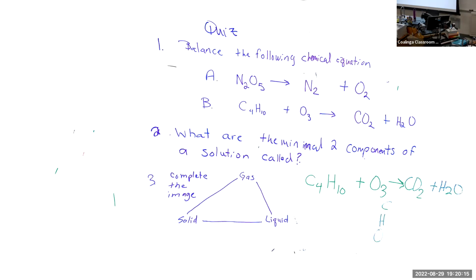Okay, we got C4H10. Fire. We got fire right here. Come on, who's going to help out here? So what do we have on our reactant side? 4 carbon, 10 hydrogen, 3 oxygens. Okay, and then on our product side, 1 carbon, 3 oxygens, and 2 hydrogens.